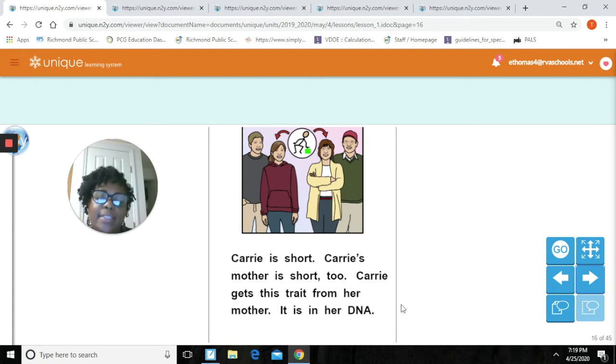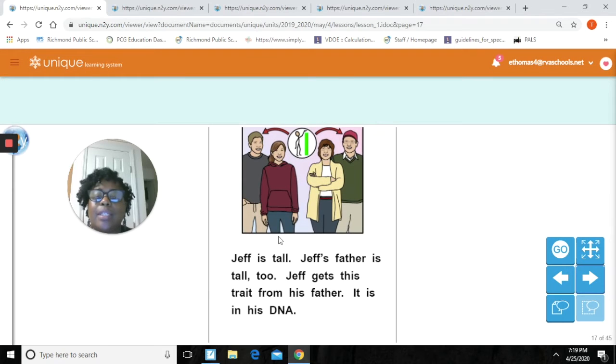Carrie is short. Carrie's mother is short too. Carrie gets this trait from her mother. It is in her DNA. Now Jeff is tall. Jeff's father is tall too. Jeff gets this trait from his father. It is in his DNA.